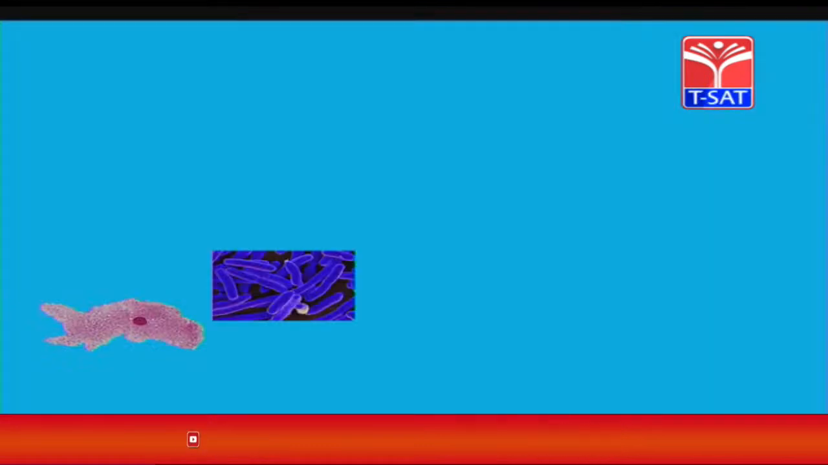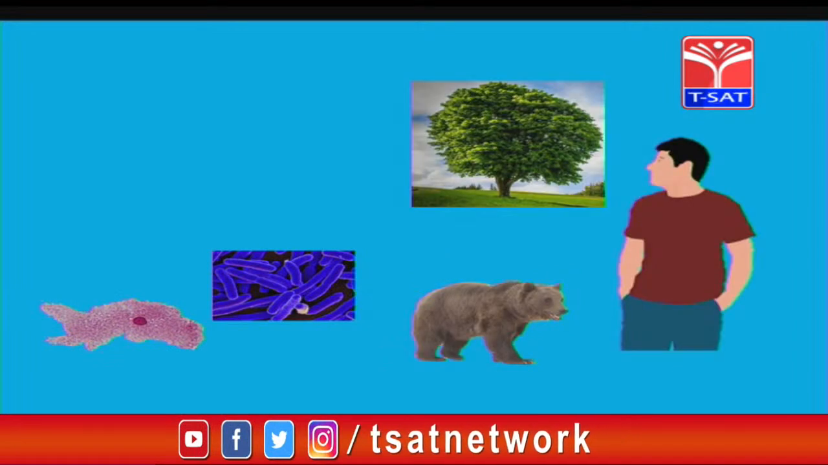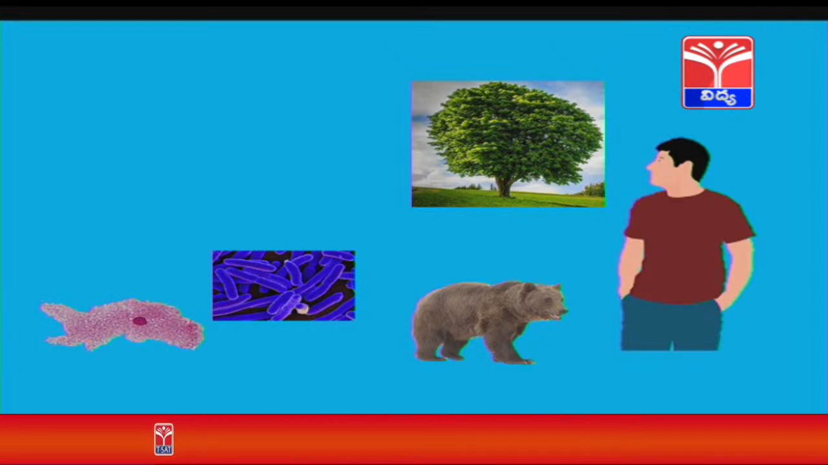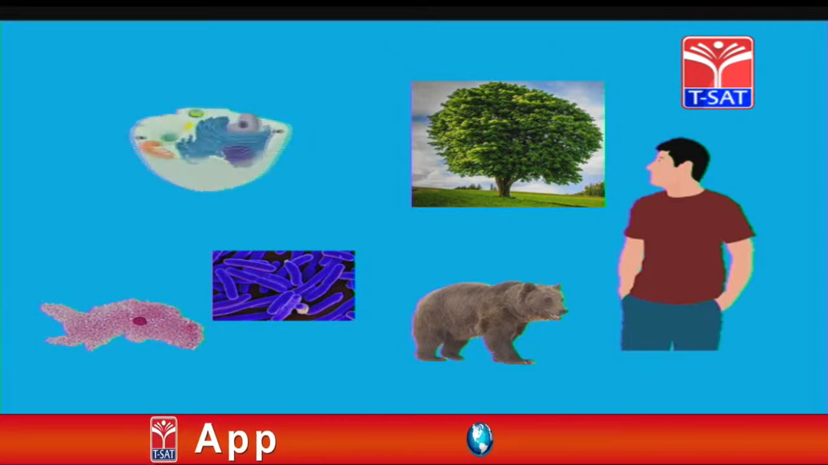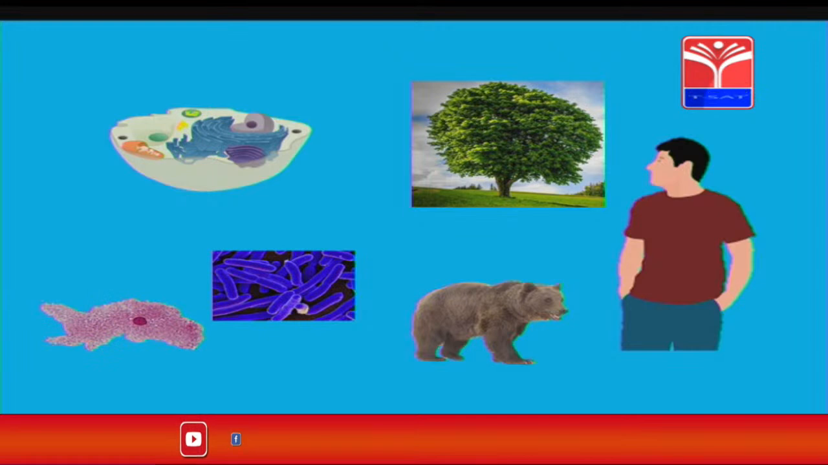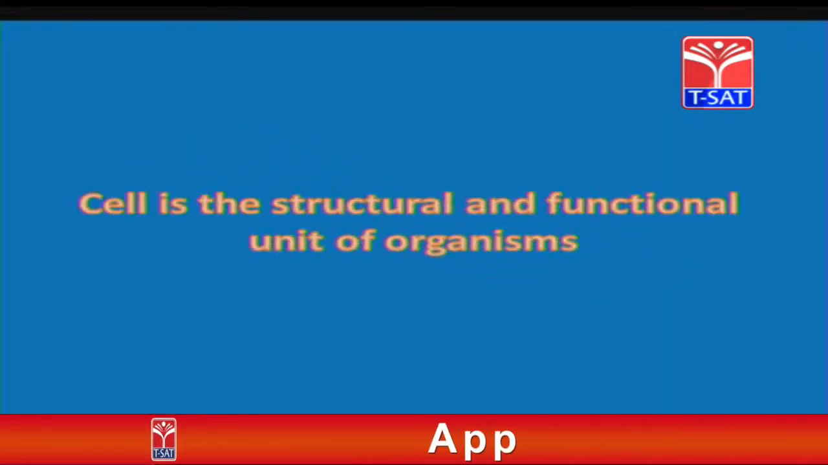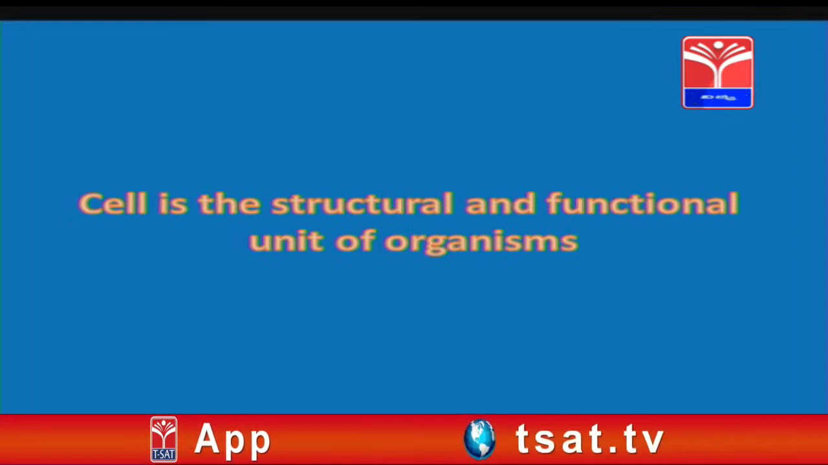Children, all organisms, amoeba, bacteria, animals, human, plants and trees are all made up of cells. Not only the structure of these animals is made up of cells, but also functions pertaining to these organisms also occur in cells. That is why cell is called as the structural and functional unit of organisms.